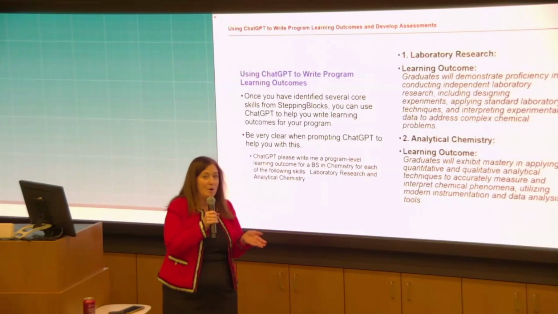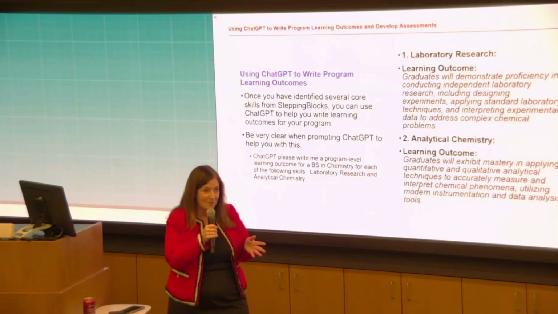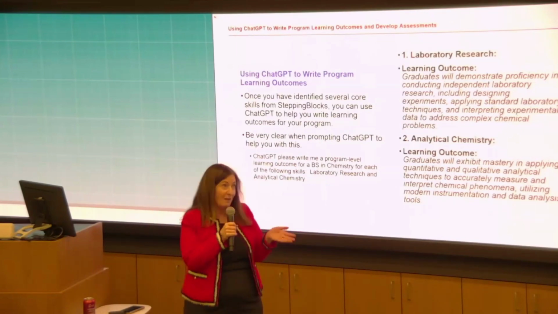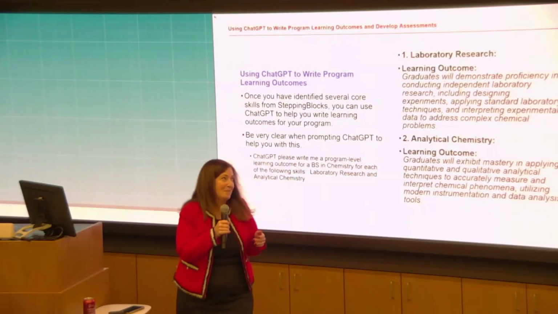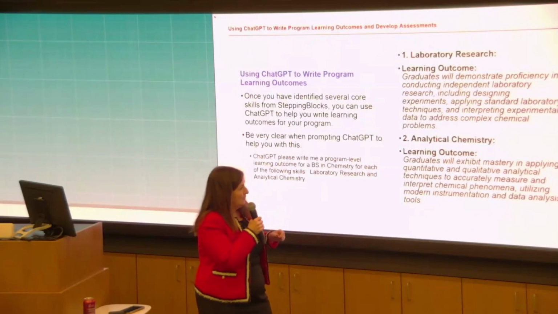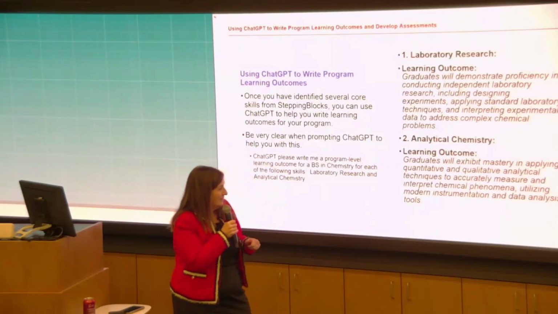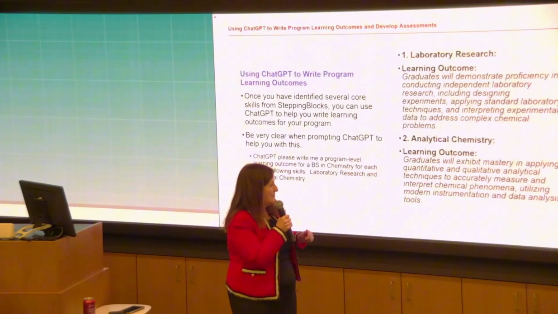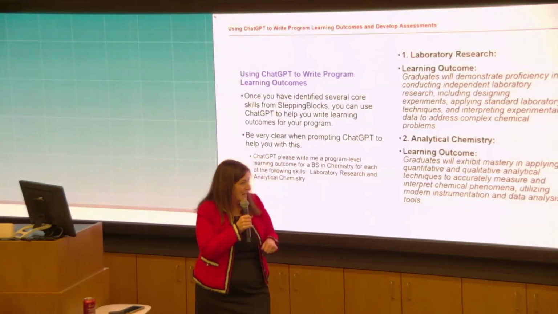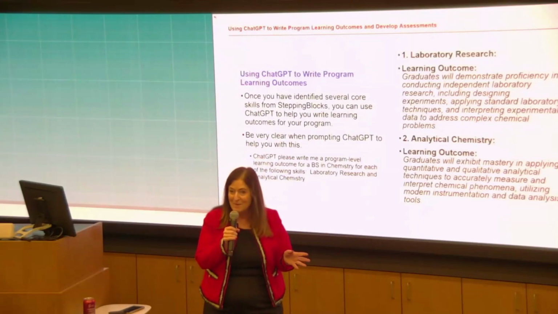Now, I don't know enough about chemistry to know if that needs a little tweaking, if that's level appropriate, but from a program learning outcome perspective, that looks pretty good to me. So for analytical chemistry, it says: graduates will exhibit mastery in applying quantitative and qualitative analytical techniques to accurately measure and interpret chemical phenomena utilizing modern instrumentation and data analysis tools. And again, I don't know enough about chemistry to know.